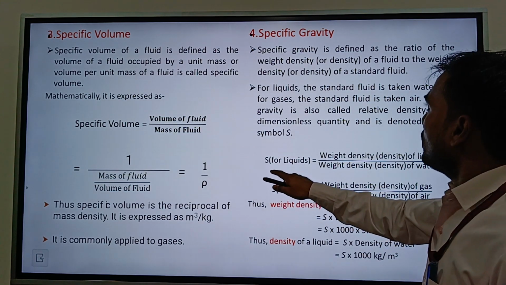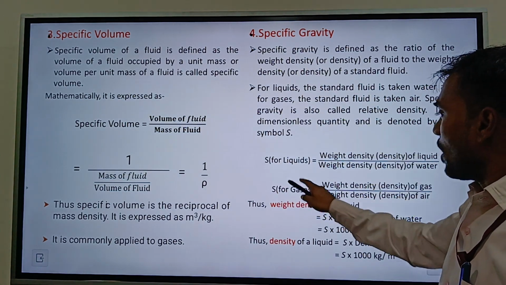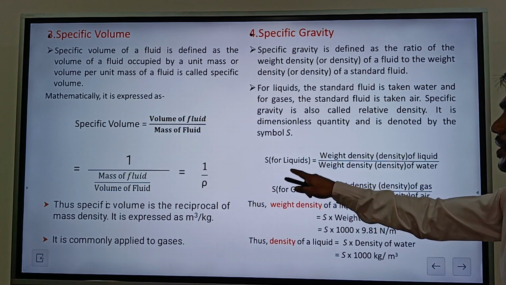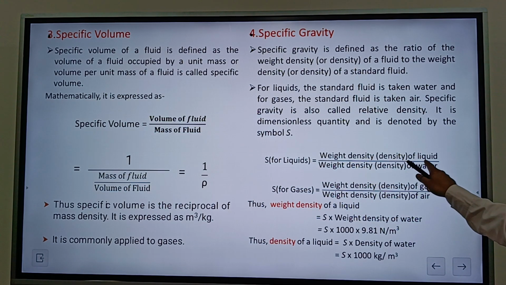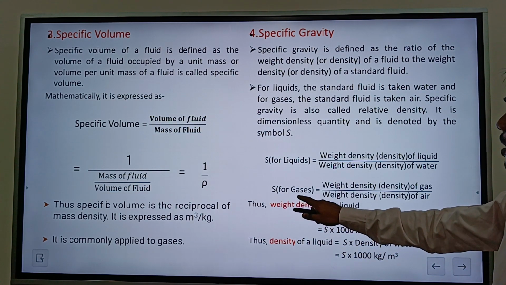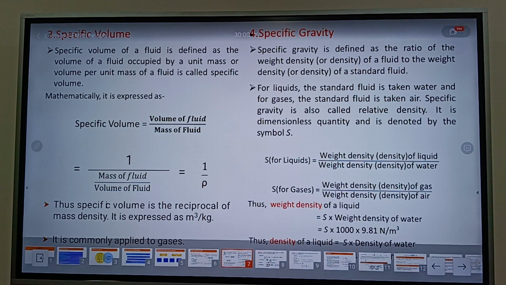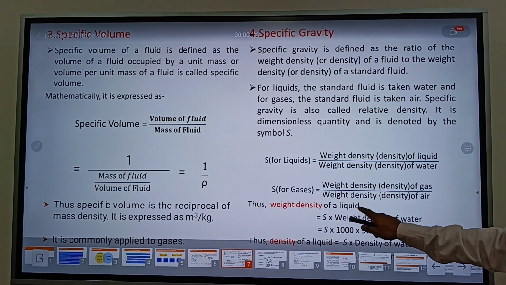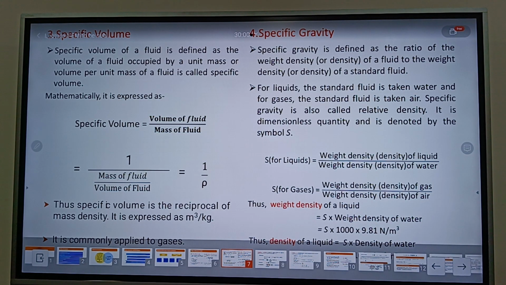So if we define the specific gravity for liquids, specific gravity for liquid can be defined as the weight density of liquid divided by weight density of water, whereas specific gravity for gases will be equal to the weight density of gas divided by weight density of air.